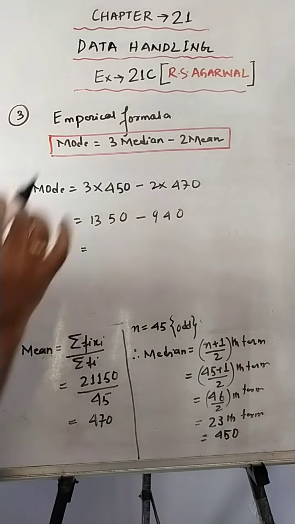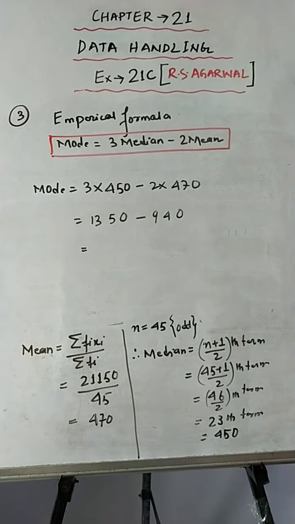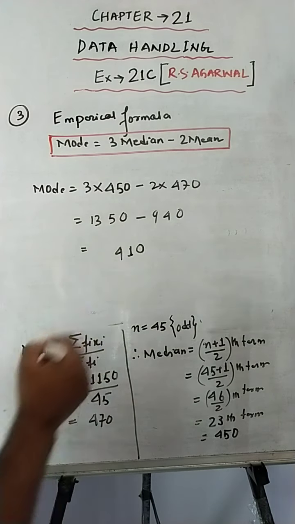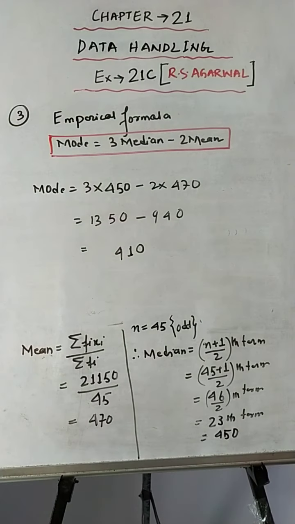So you just have to subtract this, students, and you will get the mode. Your required answer would be 0, 1, 4. So 410 is the required answer.